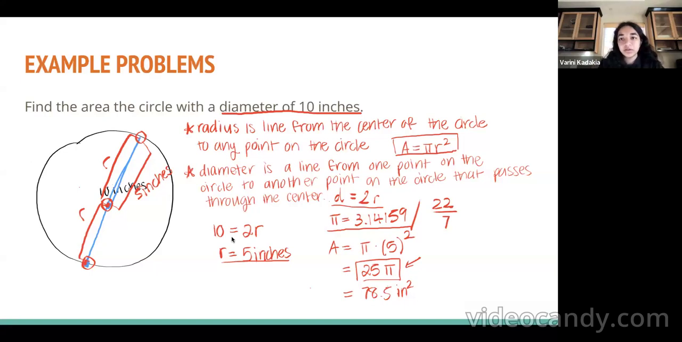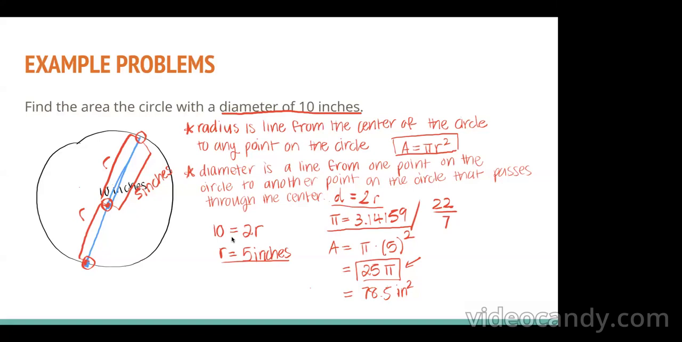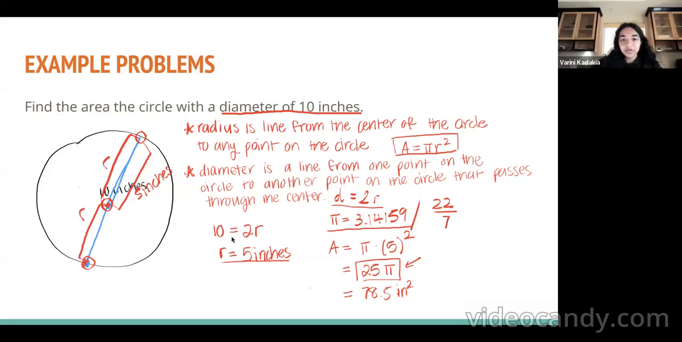Zelda, I can see where it says radius is a line from. Isn't it supposed to be radius is a line? Oh yeah, sorry. I forgot.